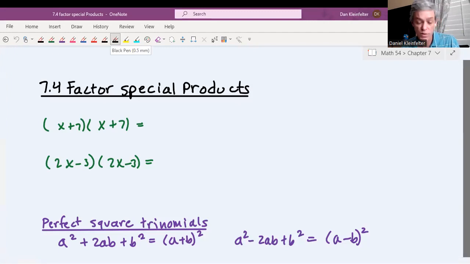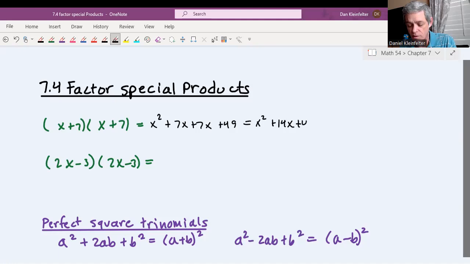If you wanted to use FOIL, you can say firsts, outers, inners, and lasts to get x squared plus 14x plus 49. And then we saw when we did multiplication that there's a pattern that we can observe here. Half of 14 is 7, and 7 times 7 is 49. So that enables us to do those multiplications a little more quickly.